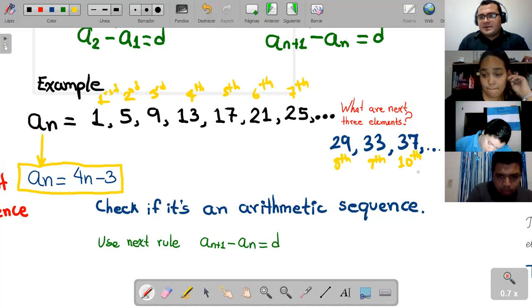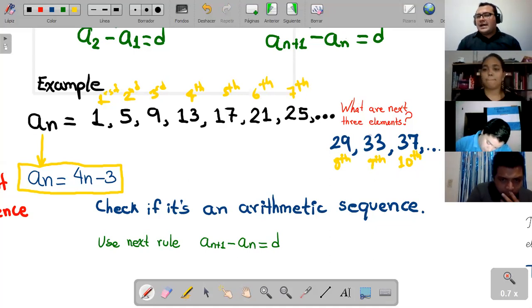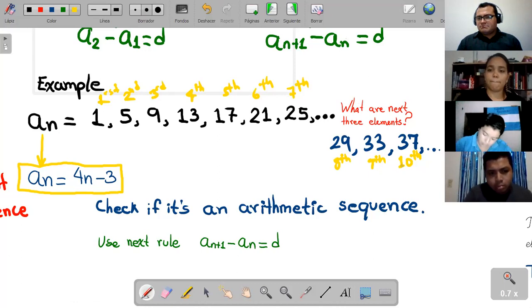Until the 10th one. What happens if I ask you to look for the number that is exactly in the 100th position? What will you do? Will you continue the counting? No, then you use the formula. Okay, what formula? The a_n equals 4n minus 3. Nice, it's true.